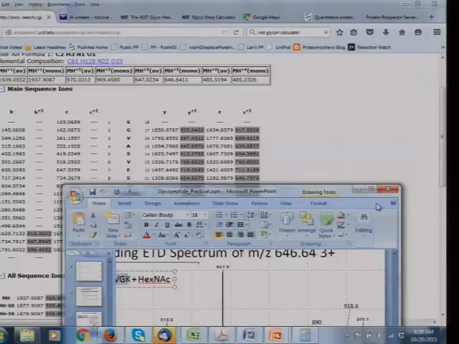So I have another question. You mentioned that some of the peaks are very small. Does that tell you anything about the protein? It's just because of the efficiency of fragmentation, or?